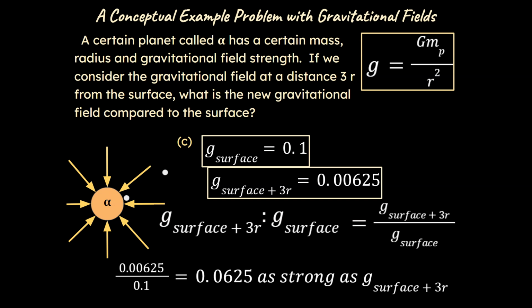And it turns out that that's 6.25% as strong as it would be at the surface. So notice that the gravitational field strength quickly drops off the farther away you get from the center of the planet. And that's how you go about doing problems associated with gravitational fields.